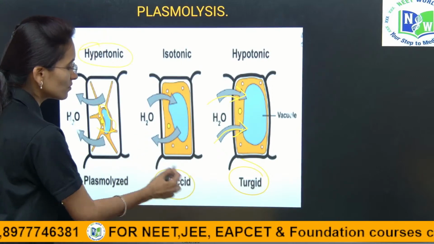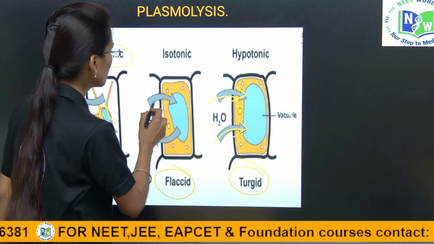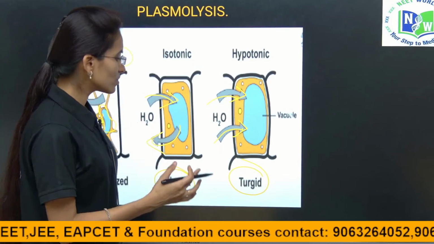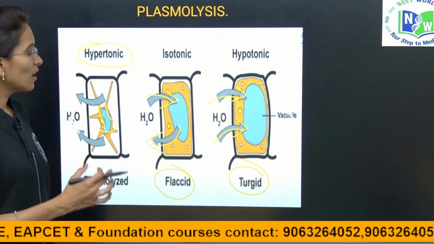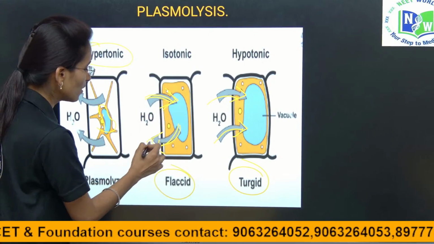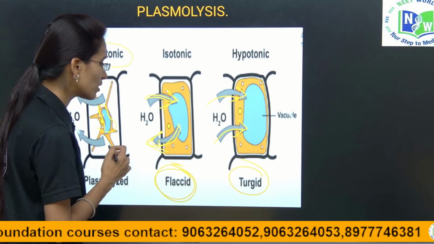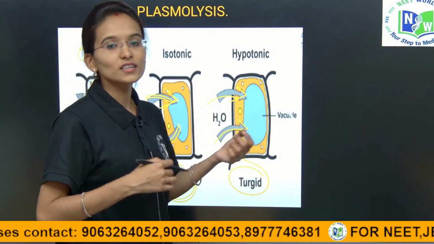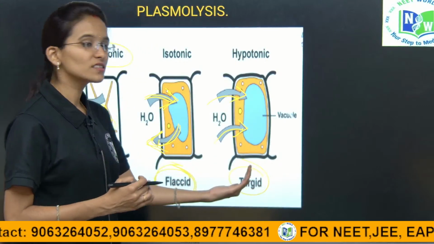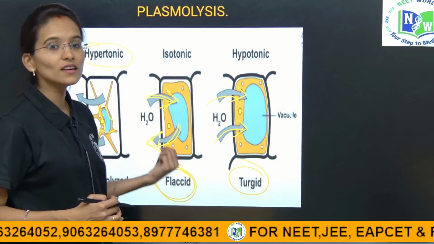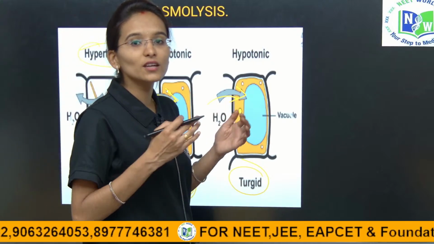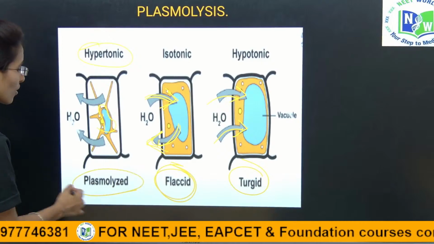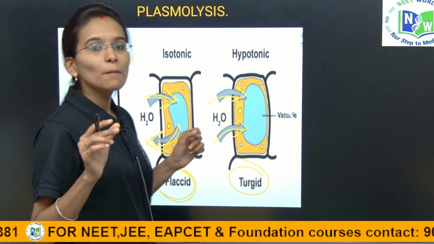And here the cell we call flaccid, where no shrinkage is observed and no turgid stage is observed. This is called flaccid. Here we cannot say whether the cell is plasmolyzed or whether it is turgid, because there will be equal transport movement of the solvent molecules, and here we are going to call that particular cell plasmolyzed.